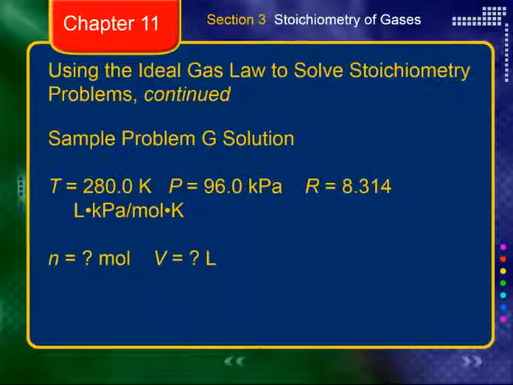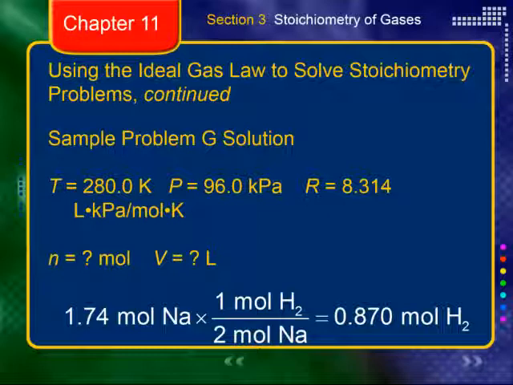So our first calculation is going to look something like this. We started with 1.74 moles of sodium, used the 2-to-1 mole ratio to convert into moles of hydrogen, and then we end up with 0.870 moles of hydrogen. So now we have this value right here, the molar amount. We're going to plug that into the ideal gas law and solve for volume. Again, rearrange the ideal gas law before you plug and chug. It's going to make things a lot easier on you.